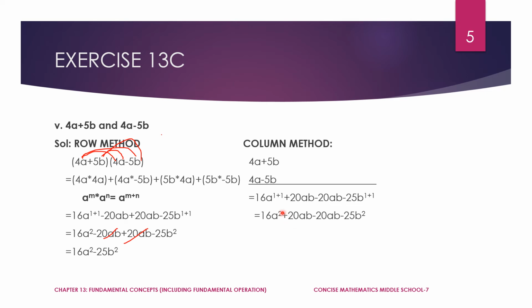Next, 16a square plus 20ab minus 20ab minus 25b square. You can just remove this 20ab and you get the answer as 16a square minus 25b square.